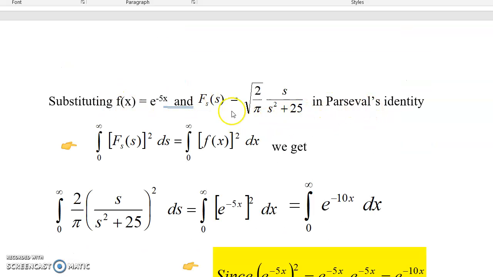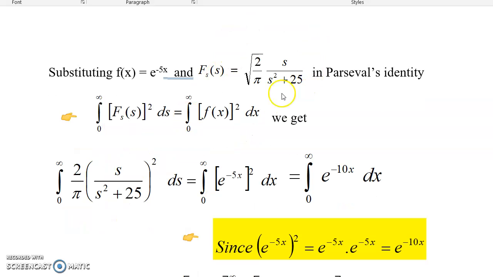So these two functions we have to substitute now in Parseval's identity. Let us write the Parseval's identity once again here. In this Parseval's identity, the left side is the integral of f of s squared. So substitute; this is going to be the f of s. Let us square that. When you square this, you have 2 by pi times s by s squared plus 25, the whole squared, ds.